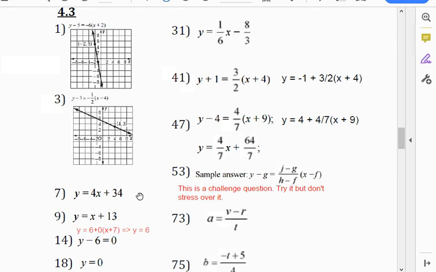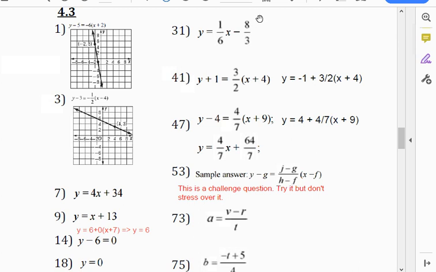14 could be read in a few ways. It could be read as y equals 6. It could be y minus 6 equals 0. It could be y equals 6 plus 0 times the quantity x plus 7, because the slope is 0, and you're doing that for every x past a -7. Past a -7 makes plus 7. 18 would just be y equals 0. 31 would be y equals 1/6 x minus 8/3.